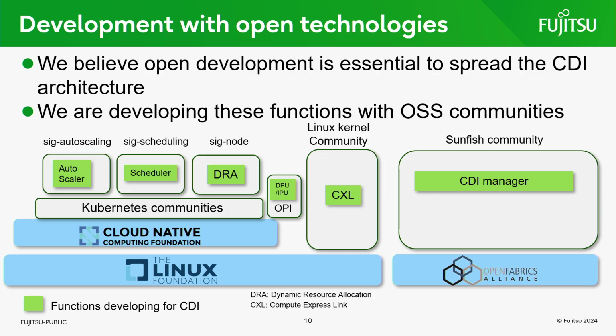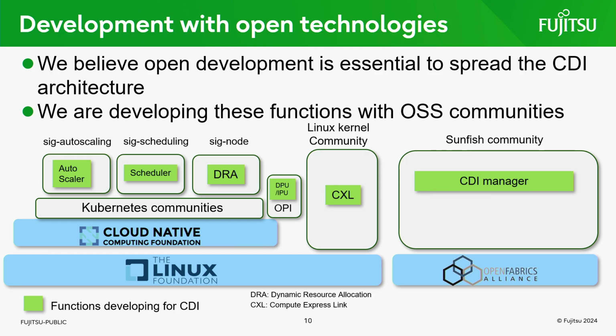Is the code internally available in the Fujitsu network, or not? Actually, Sunfish is open source, so everyone can see it. Right now, Sunfish is version 0.3, and you can see the source code, but it cannot be used for this primary CDI.